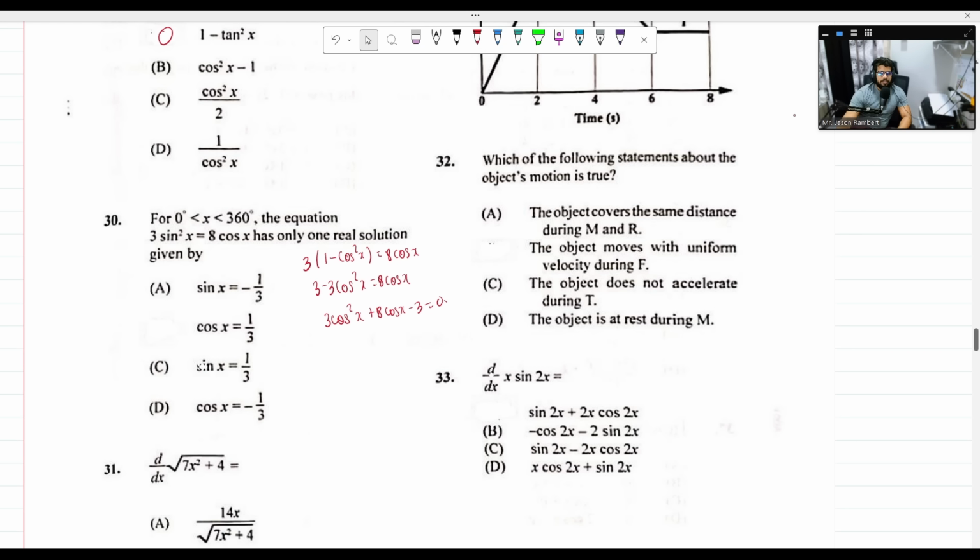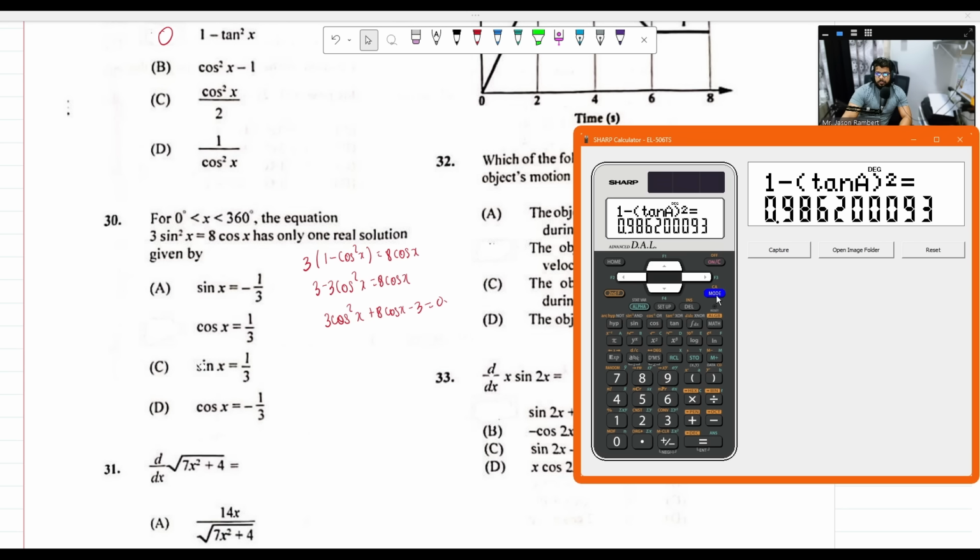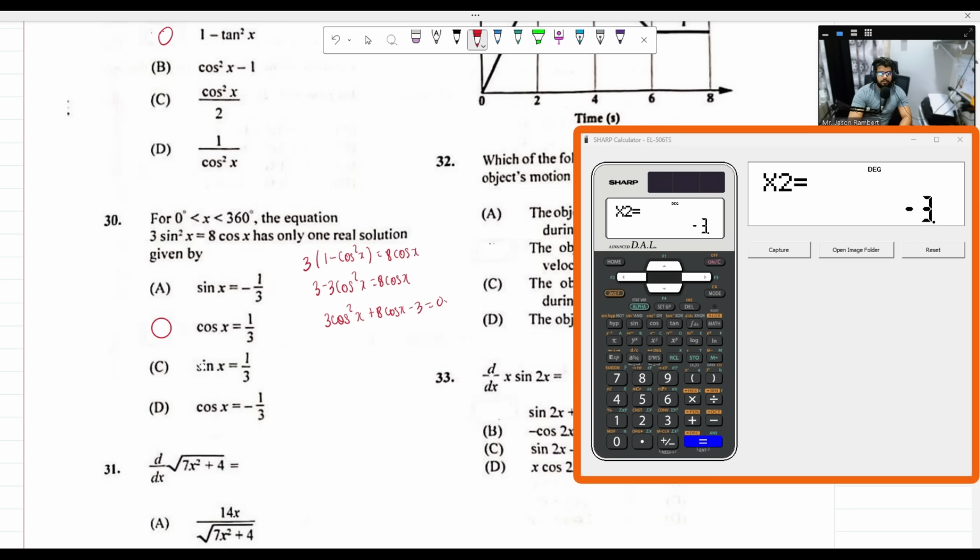Let me factorize and see what we get for the answers. Now this is a quadratic in terms of cos x. So A is 3, B is 8, and C is minus 3. I'm going to get cos x is equal to a third, and I'm going to get cos x is equal to negative 3. So cos x is equal to a third is indeed one of the answers. Cos x is equal to negative 3 has no solutions, just by the way. So this will be the only real solution.